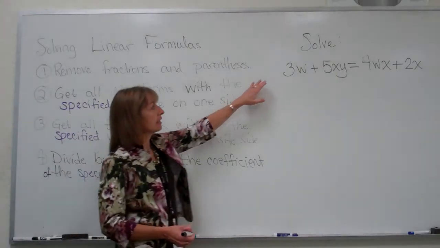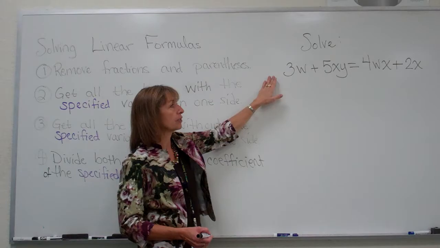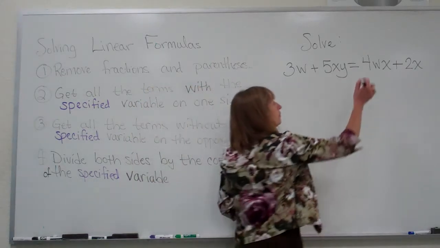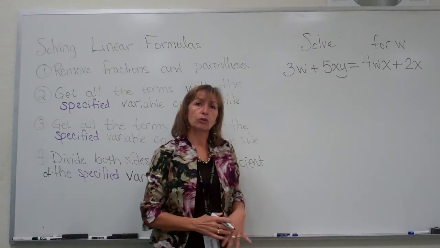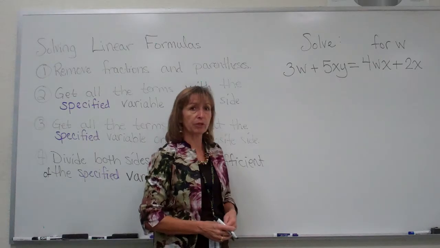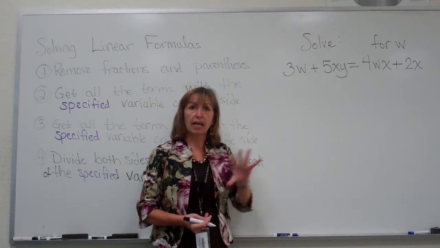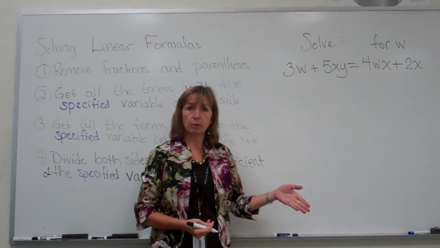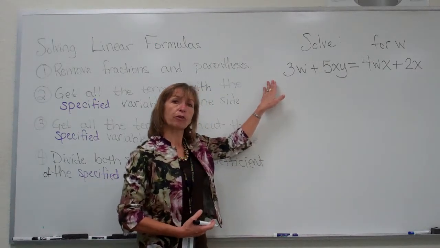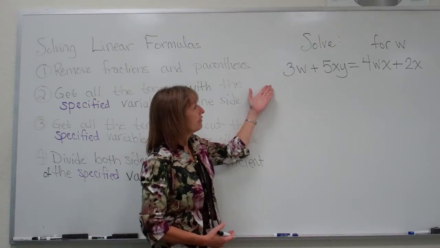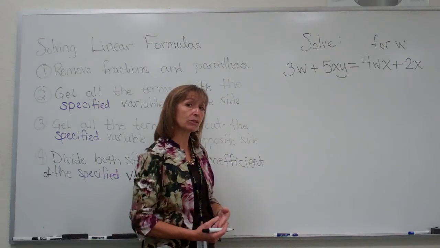If they were to ask us to solve 3w plus 5xy equals 4wx plus 2x for w. So if in the directions it told you to specifically solve this for w, again, what this wants us to do is to get the w on a side by itself equal to an expression where there is no w involved in that other side of the expression. Well, our first step again is to remove all fractions and parentheses. I don't have any fractions and I don't have any parentheses, so I don't have to do that first step in this problem, but I always look to make sure.